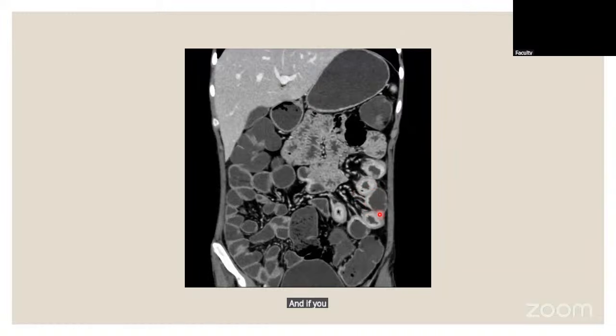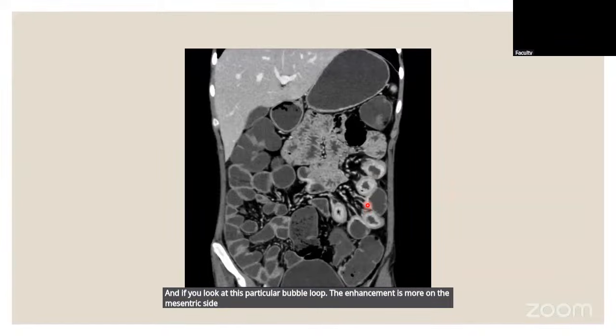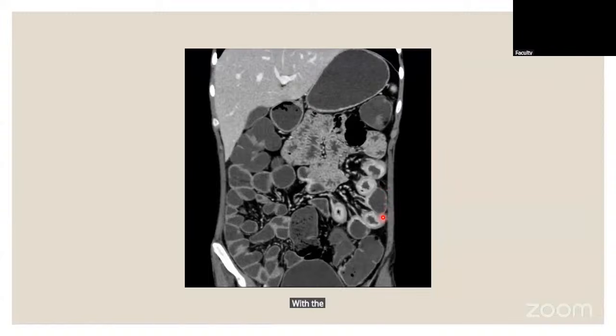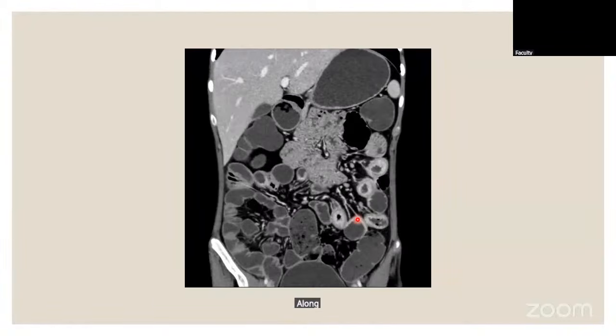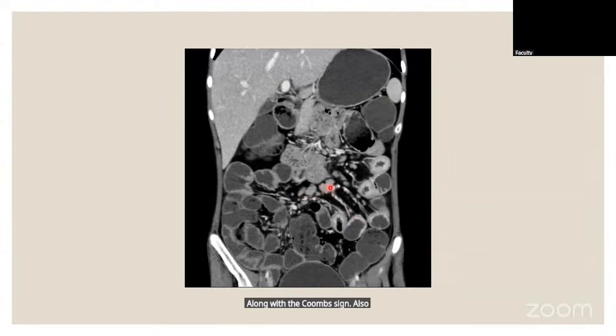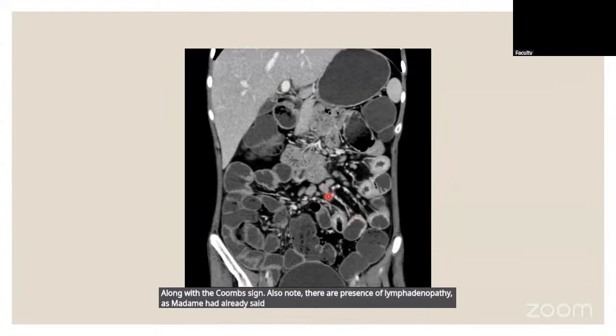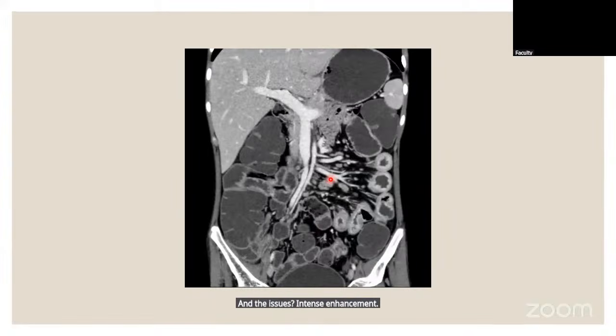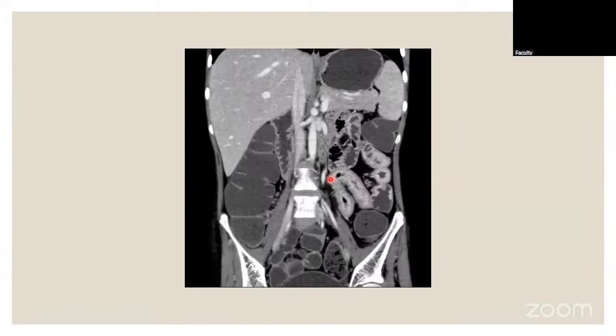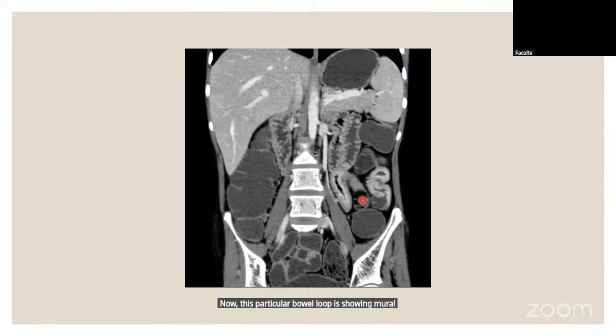And if you look at this particular bowel loop, the enhancement is more on the mesenteric side, with the anti-mesenteric border showing a normal enhancement pattern. Now this is typically specific for Crohn's disease along with the Comb's sign. Also note there is presence of lymphadenopathy, as madam had already said in the talk. The Crohn's disease lymph nodes are nearly oval in shape and they show intense enhancement. Now this particular bowel loop is showing mural stratification. We'll go to that in the next slide.